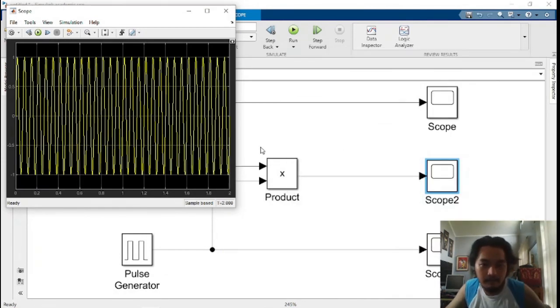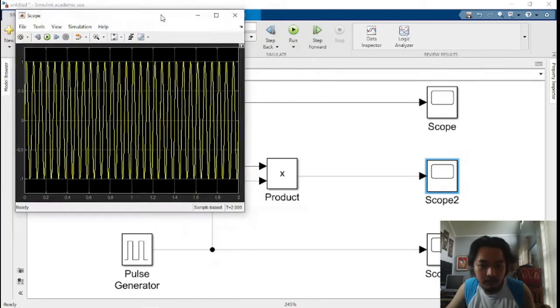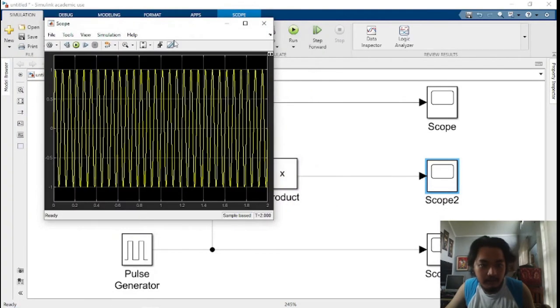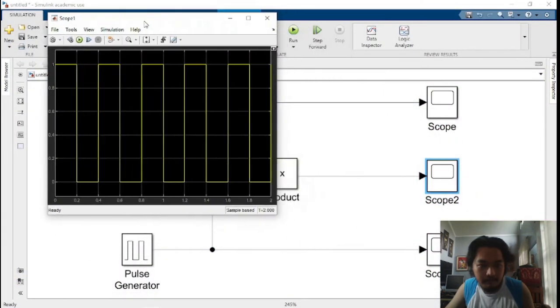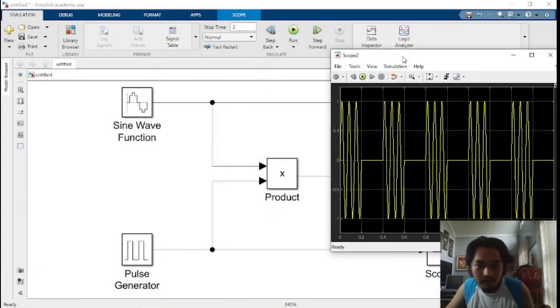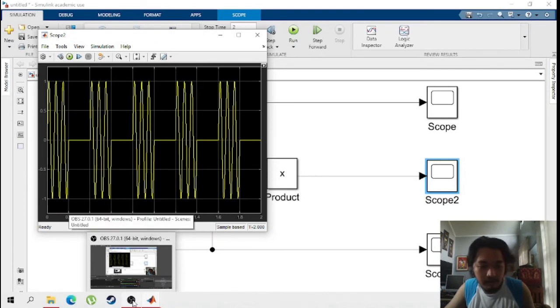So these are the outputs for the Simulink diagram: the scope labeled sine wave, then scope 2 which is the pulse generator, and the last output is for the product, labeled scope 2. So that is all for my demonstration for the building of the Simulink model for activity 5. Thank you.